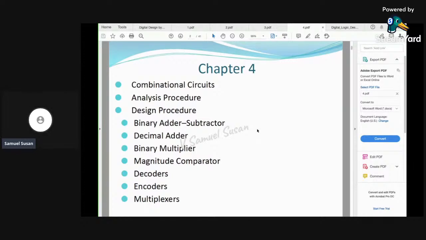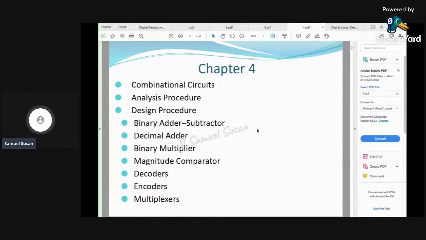The fourth chapter topics are combinational circuit. It starts from combinational circuit, designing and analyzing the combinational circuits. Then we go with the adder and subtractor. There are a lot of internal topics in adder and subtractor like half adder, full adder, subtractors, binary adder. Then we go with the decimal adder, and binary adder subtractor is the one which is very important. Then binary multiplier and magnitude comparator. One of the students asked a doubt from magnitude comparator.